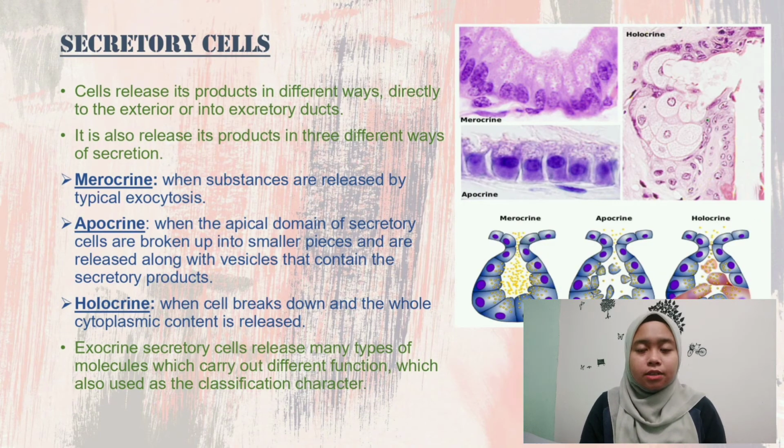Secretory cells release their products in different ways, directly to the exterior or to excretory ducts. They release their products in three different ways of secretion. First, merocrine, when substances are released by typical exocytosis. Second, apocrine, when the apical domain of secretory cells is broken up into smaller pieces and released along with vesicles that contain the secretory products. Third, holocrine, when the cell breaks down and the whole cytoplasmic content is released.